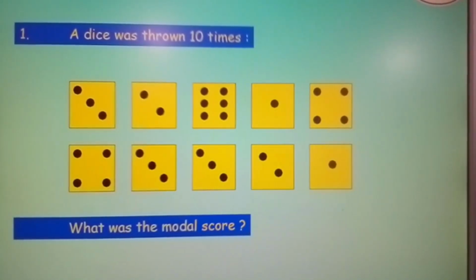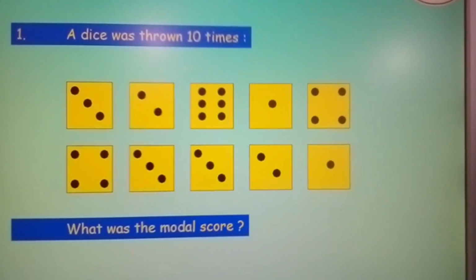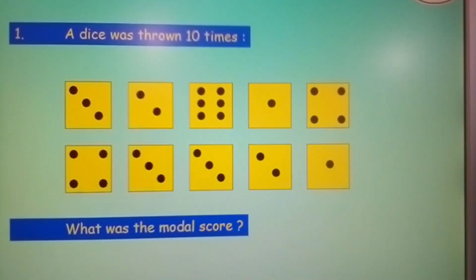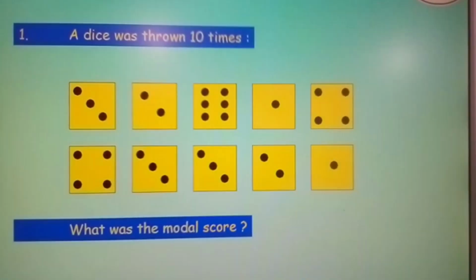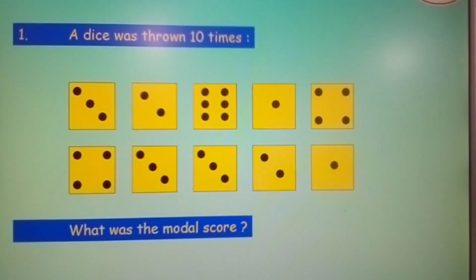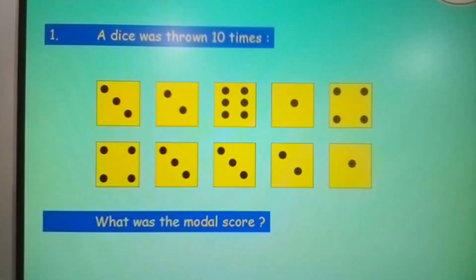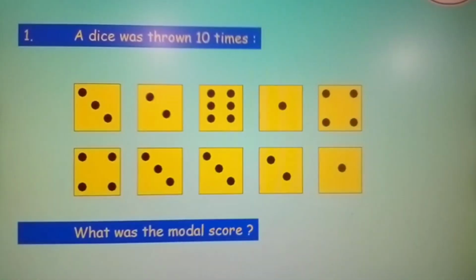Right, question on mode. A dice was thrown 10 times, okay? What was the modal score? So what you're looking for is the number that has occurred most often. And what number has occurred most often in this case here? Now I'm not going to tell you, okay? I'm going to let you try and work that out for yourself in a moment, okay?